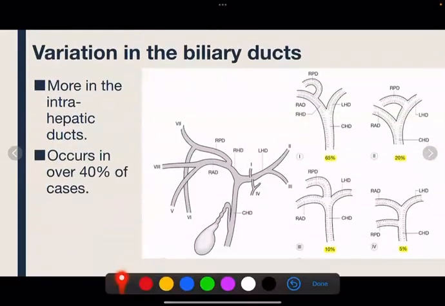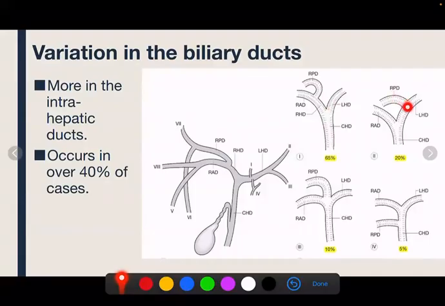The variation of the biliary tree more commonly occurs in the intrahepatic bile ducts and occurs in 40% of cases. This is the normal anatomy. This is the usual left hepatic duct. We have the right anterior duct joined by the right posterior duct to form the right hepatic duct, and they will form the common hepatic duct in 65% of cases.